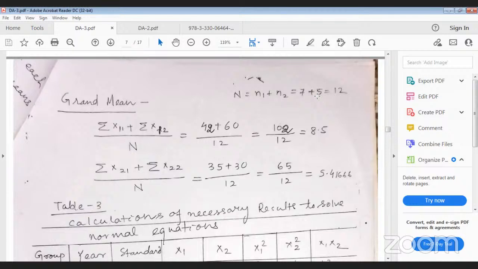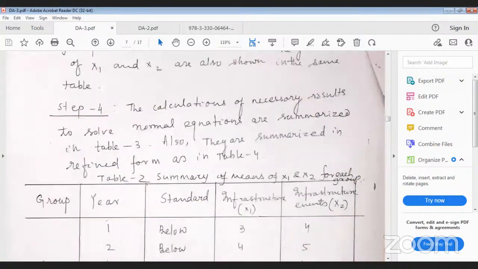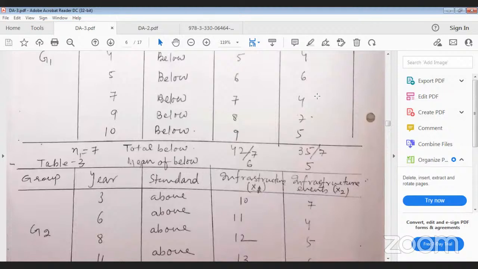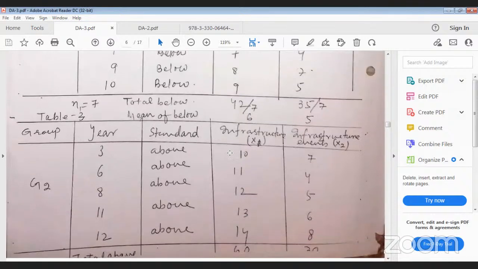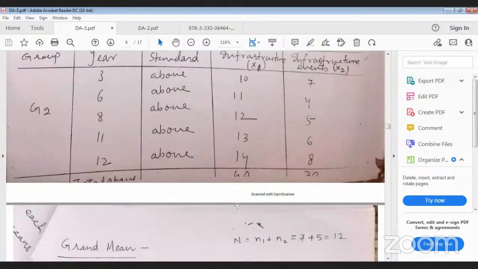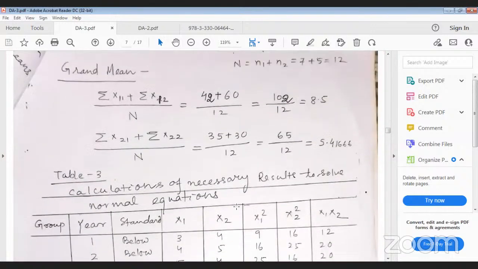First for the below group and above group for x1, let me show you where 42 and 60 come from, just to check. For x1, the below group total is 42, and similarly the above group total is 60. So for x1 the grand mean is 42 plus 60 divided by the total, which is 12 here. So you are getting 8.5.